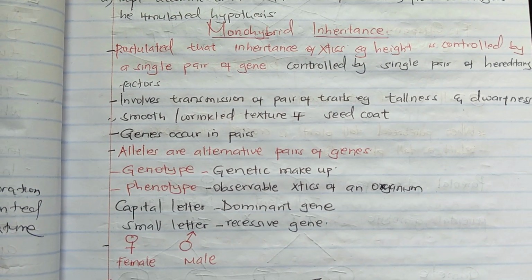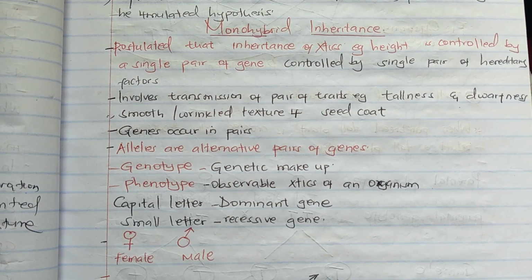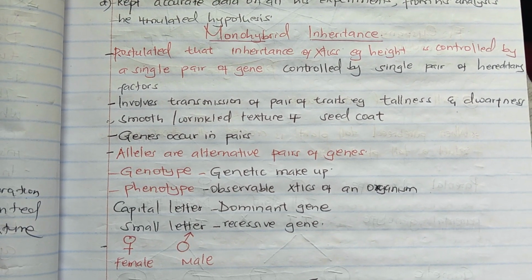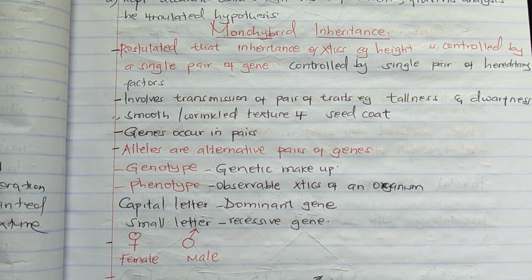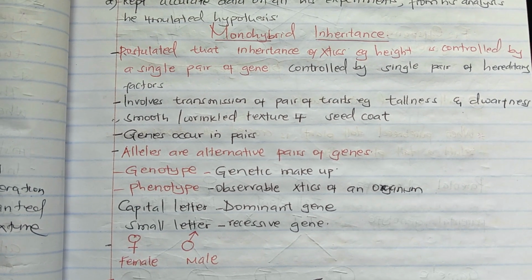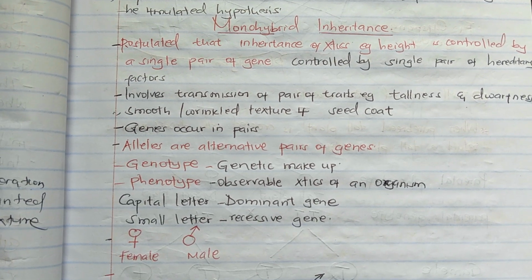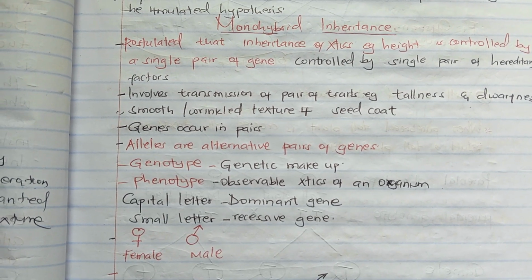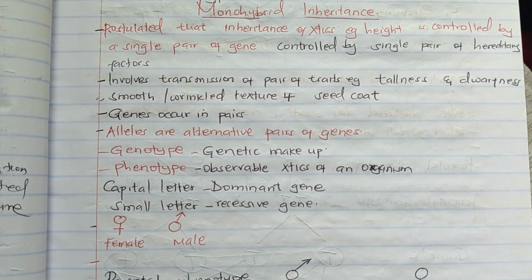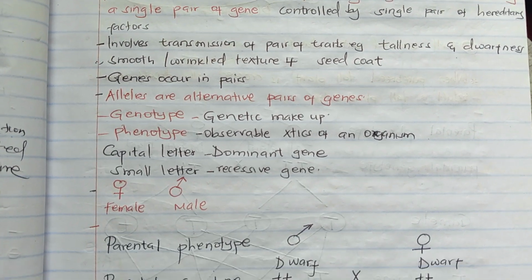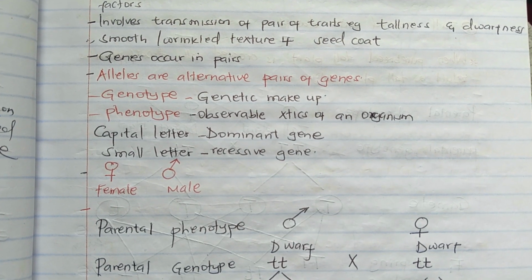Monohybrid inheritance characteristics, for example height, are controlled by a single pair of genes, that is, a single pair of hereditary factors. It involves transmission of a pair of traits, for example tallness and dwarfness, smooth and wrinkled coats. The genes occur in pairs, and those pairs of genes are called alleles, or we say that alleles are alternative pairs of genes.